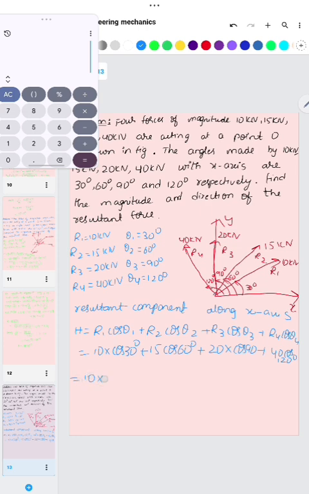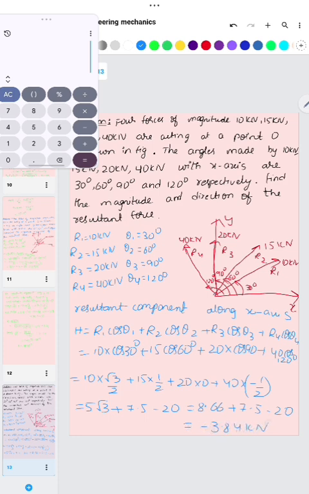So 10 into what is cos 30? Root 3 by 2 plus 15 into 1 by 2 plus 20 into 0 plus 40 into minus 1 by 2. So it is cos 120 value. So 5 root 3 plus 7.5 minus 20 equals 8.66 plus 7.5 minus 20 equals minus 3.84 kN. So this is the resultant component along x-axis.